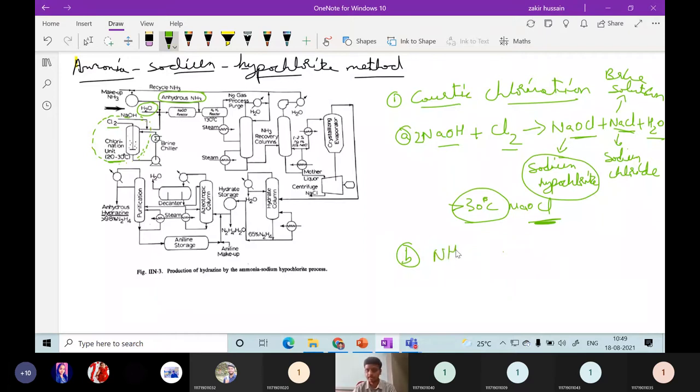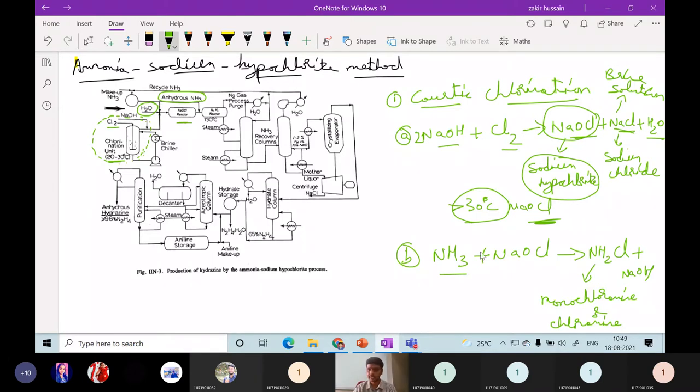So NH3 will be reacted with sodium hypochlorite, NaOCl, and it will give you NH2Cl, which is called chloramine, plus NaOH. This NH2Cl is called monochloramine, or simply chloramine. So chloramine will be formed in the NaOCl reactor, or sodium hypochlorite reactor, by reacting ammonia with the sodium hypochlorite formed in the first reaction. So this is the second reaction, reaction B, which will take place in this NaOCl reactor.